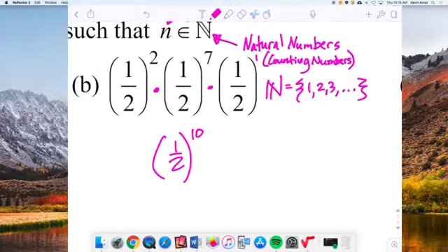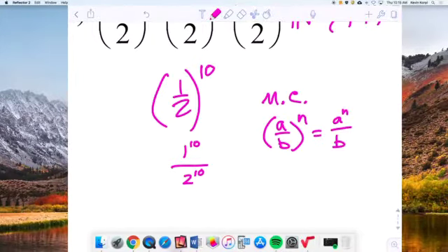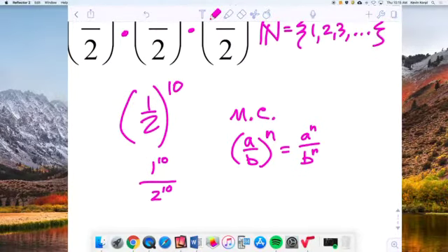Now that's a fine answer, but let's start thinking about multiple choice questions on a test. This is the same as 1 to the 10th over 2 to the 10th, right? Because there's this property that says a over b to the nth is the same as a to the nth over b to the nth, right? What the property that we just did was like a to the nth times a to the mth power is equal to a to the n plus m. So that's the rule that we just used. We added up the exponents.